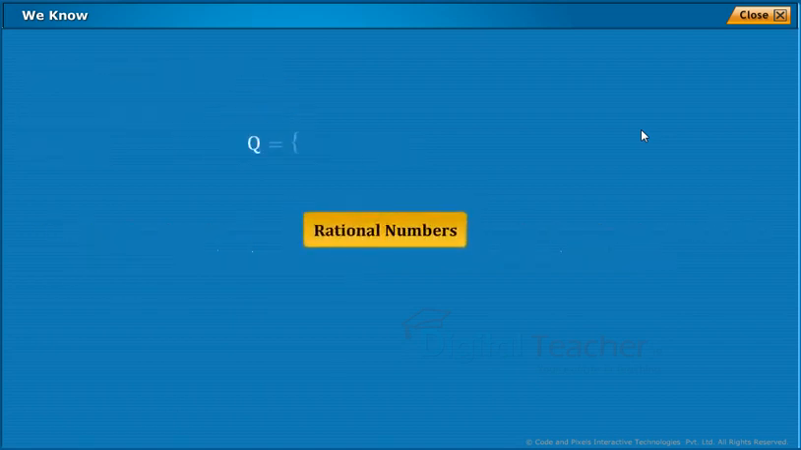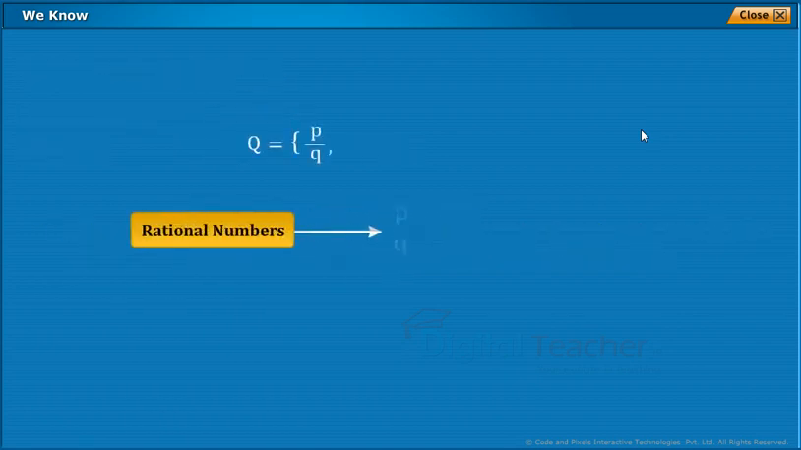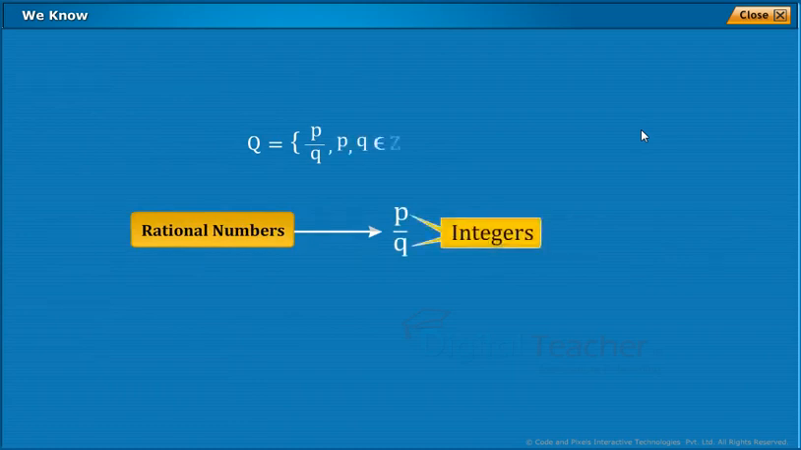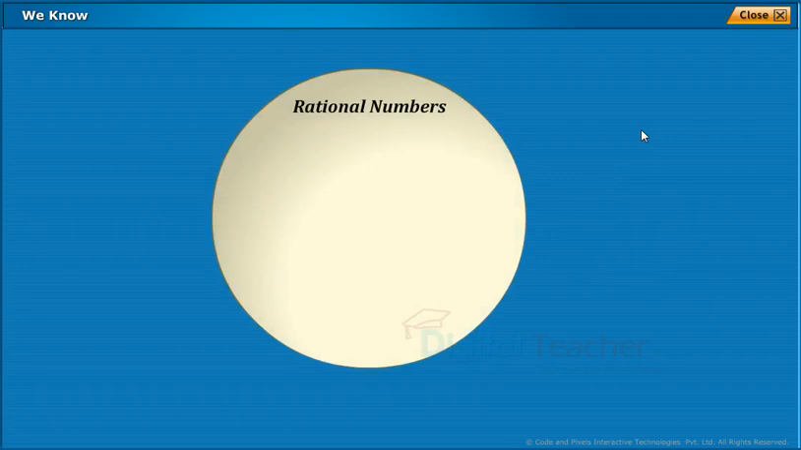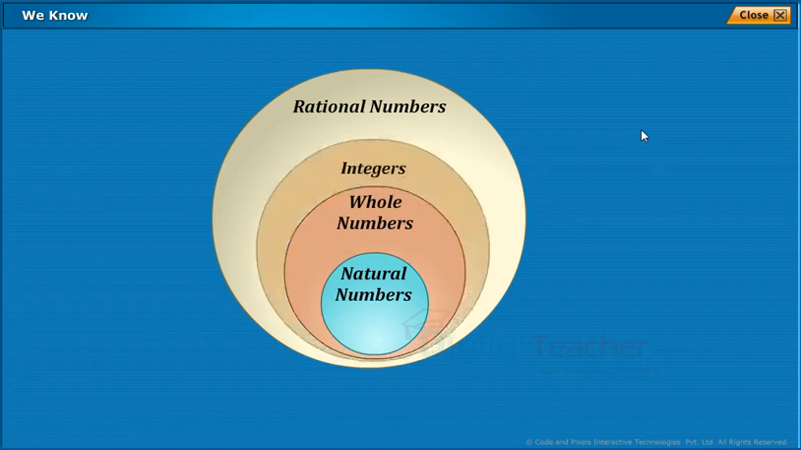Now, let us recall about rational and irrational numbers. Rational numbers are the numbers that can be expressed in the form of p by q, where p and q are integers, and q not equal to 0. They are denoted by Q. Always, rational numbers are expressed by using terminating decimals or non-terminating repeating decimals. Examples of rational numbers are as shown on the screen. Finally, we conclude that rational numbers contain the set of natural numbers, whole numbers, and integers.